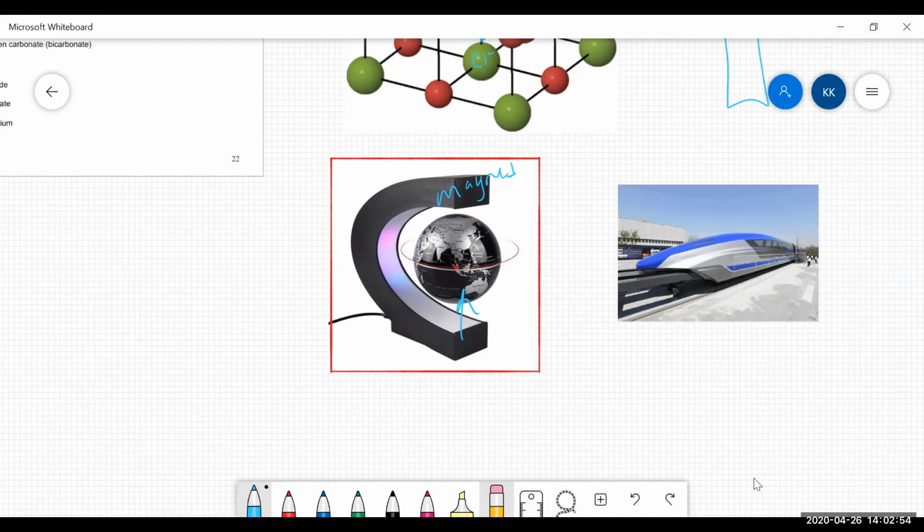And this is made use of. This picture over here is a maglev train. I don't know if you've heard of maglev trains. Maglev stands for magnetic levitation. The train hovers above the track by magnetic attraction and repulsion, and it's actually driven along by attraction and repulsion of magnets as well. So very cool, the maglev train.